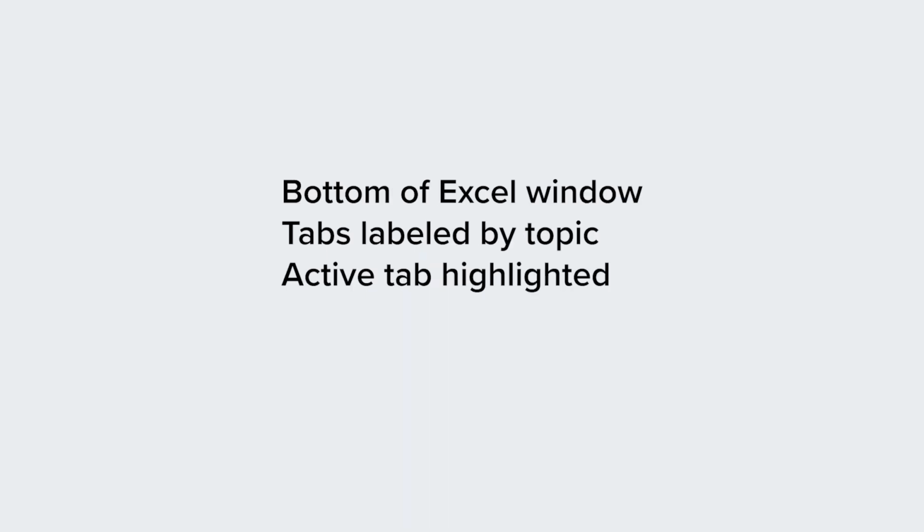You usually see worksheet tabs along the bottom edge of the Excel window. Each tab displays the name of a worksheet, such as grades or budget. The active worksheet's tab appears selected.